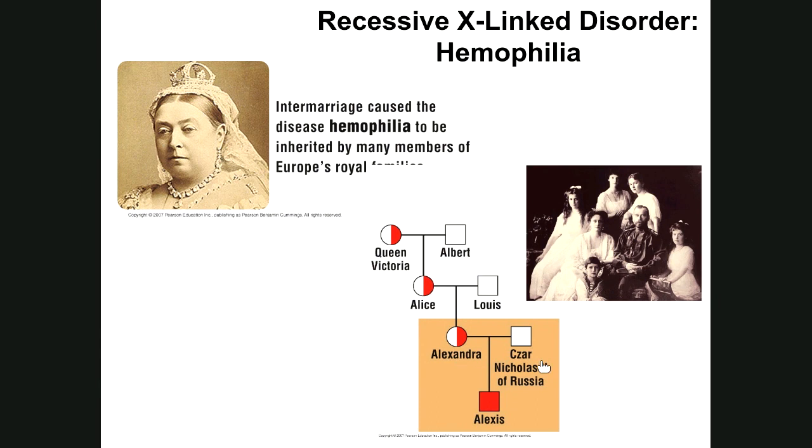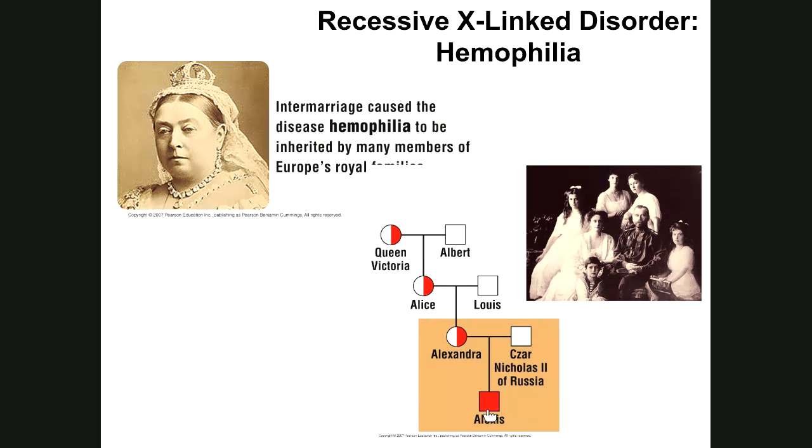Tsar Nicholas is a normal male, no hemophilia. The one X chromosome he has carries the normal dominant allele. But he has a son, so Tsar Nicholas doesn't pass on his X chromosome with the normal allele. Since he has a son, that means Tsar Nicholas passed on his Y chromosome. Alexis's only X chromosome is coming from his mom, and it just so happens she passes on the X chromosome with the recessive allele that causes hemophilia, and thus eventually he ends up dying.